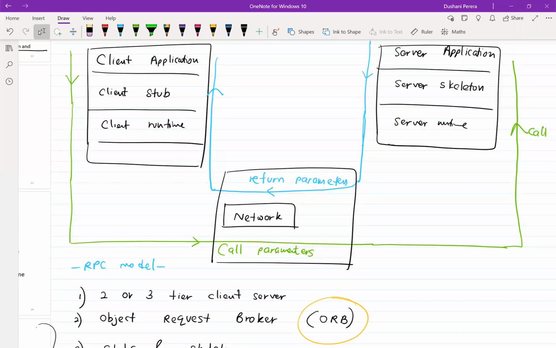So first the client calls the local stub procedure and the parameters will be marshaled, and thereafter the kernel will pass the message to the other side, and then the server skeleton will unmarshal the message, then execute the procedure. Once the procedure is complete, the return parameters will come back through the network to the client again, so that the client can unmarshal and get the message back.